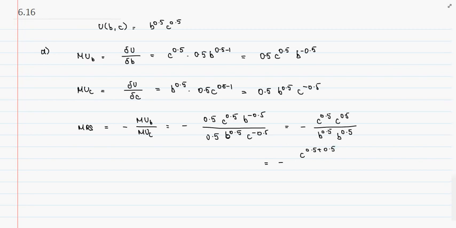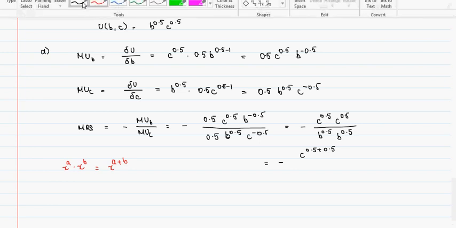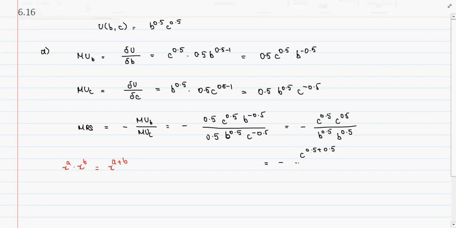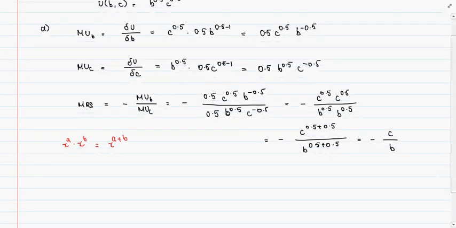Here I get negative C to the power 0.5 plus 0.5. Now it's just basically the sum of powers rule, where you know that x to the power a times x to the power b is equal to x to the power a plus b. So we're applying that in this case over here. That will get us, similarly, B to the power 0.5 plus 0.5, and so it becomes negative C on B. That is our marginal rate of substitution.